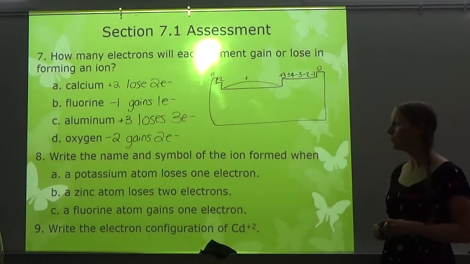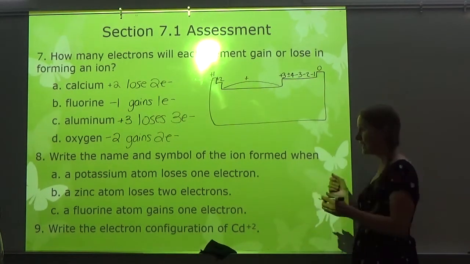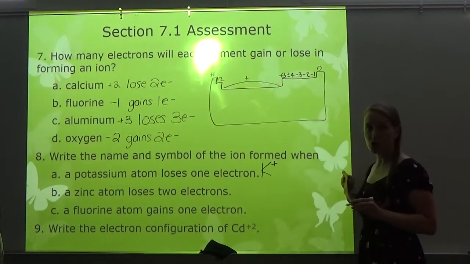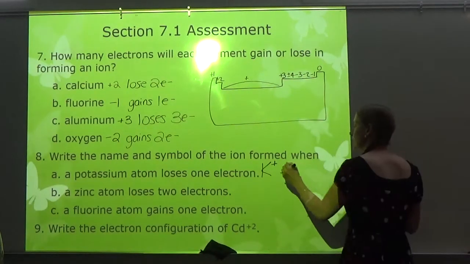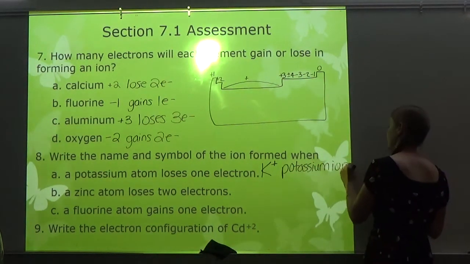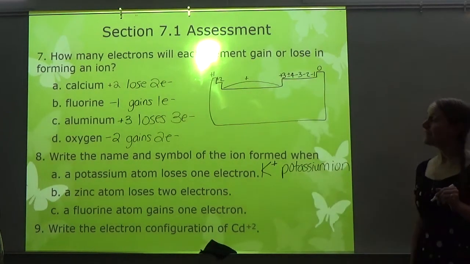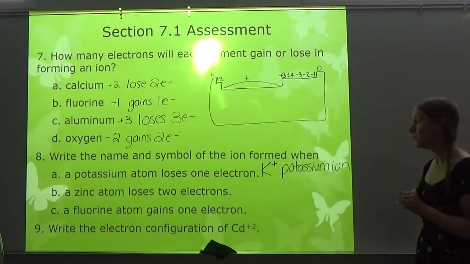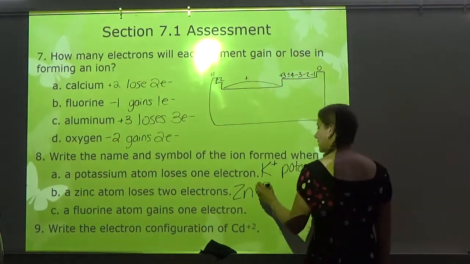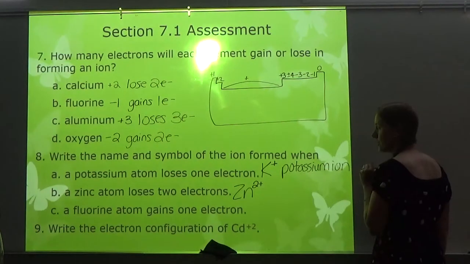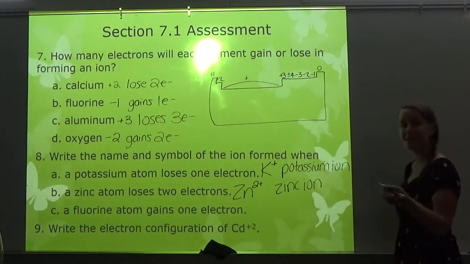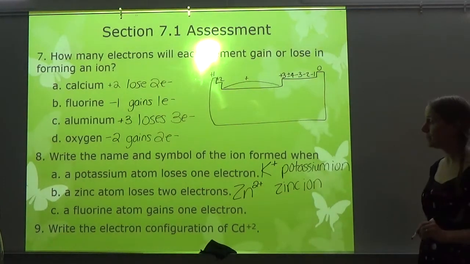All right, so the next one says write the name and symbol of the ion formed when a potassium atom loses 1 electron. Well, potassium is K. If it loses 1 electron, it has a positive charge. Since it's positive, we just call it potassium ion. Then it says when a zinc atom loses 2 electrons. Well, zinc is Zn. If it loses 2 electrons, it has a 2 positive charge. And since it's positive, we just call it zinc ion. Remember, for positive ions, you don't change the ending of the name.